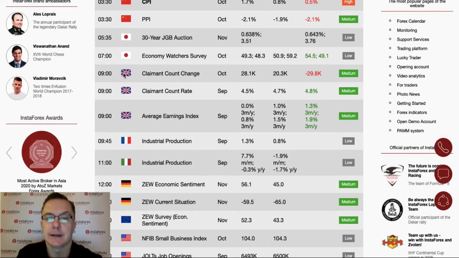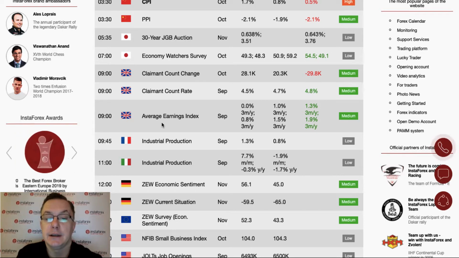What are the other important events? We got the claimant count change from the United Kingdom. The data was already published at 9 o'clock according to the time in England, and this data is simply disappointing because the actual reading was minus 25.8 thousand, while the forecast was plus 20.3 thousand, and last month it was 28 thousand. So right now the claimant count change is way worse than expected, and the unemployment rate is increasing from 4.5% to 4.8%, which is not a very good sign for the British economy.